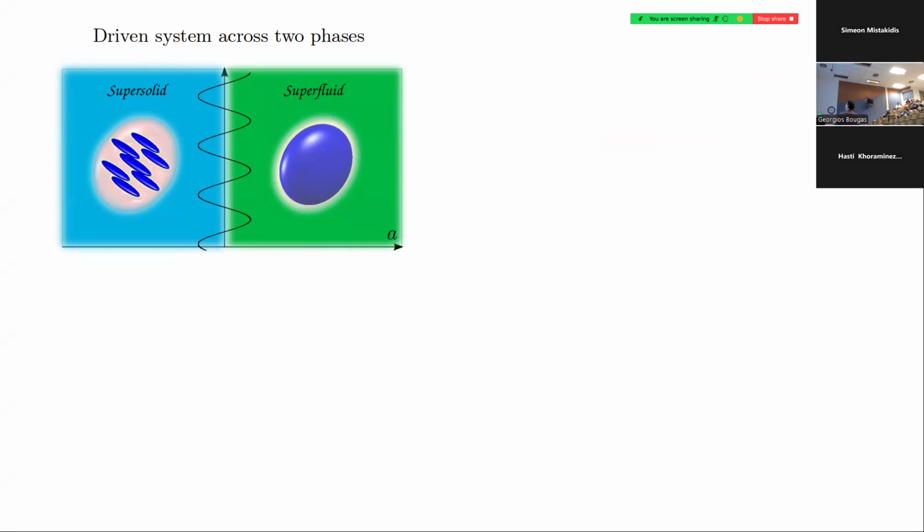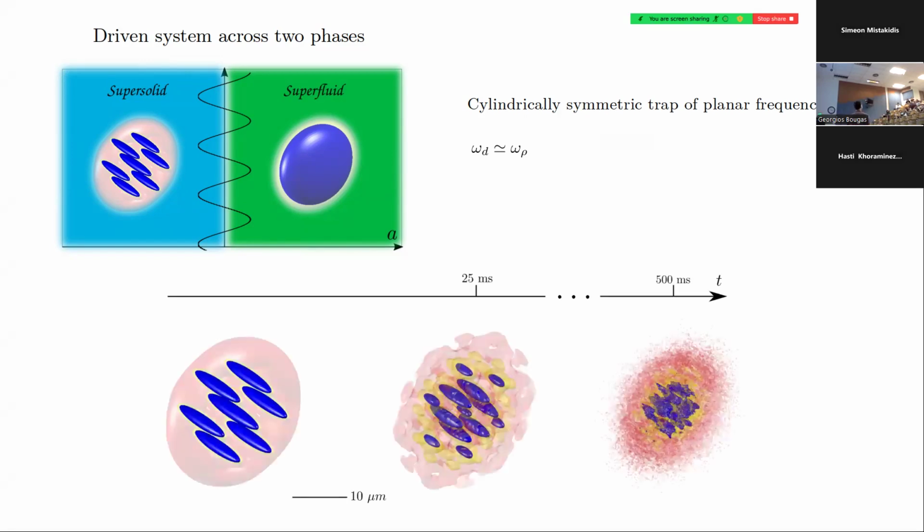And initially, we start with the supersolid, and we have a cylindrically symmetric trap, and the dipoles are polarized in the direction which points outwards from the plane. Right. Okay, so if we look at the density profiles throughout evolution, then you see in pink the background, and then you see a crystalline structure, right, with a six-fold symmetry.